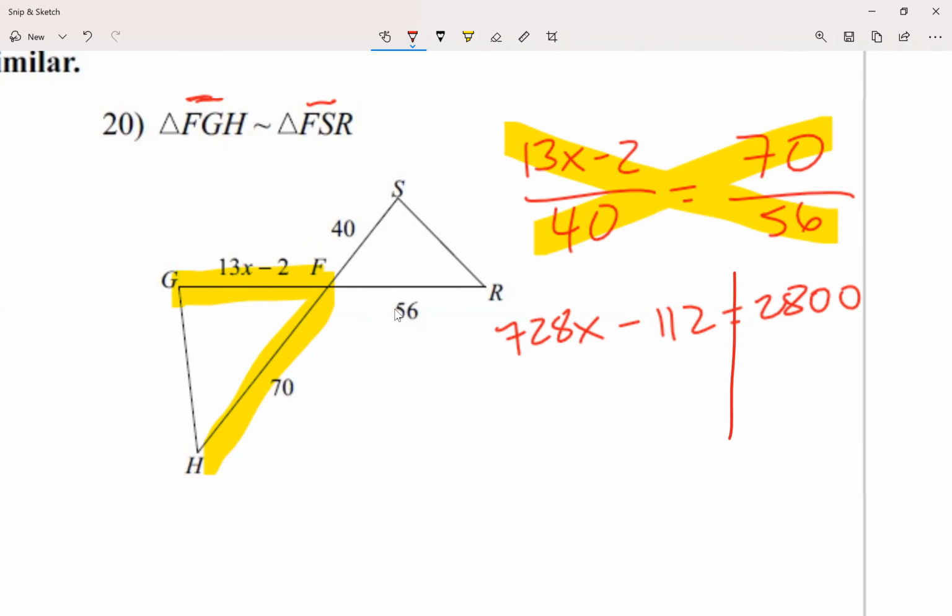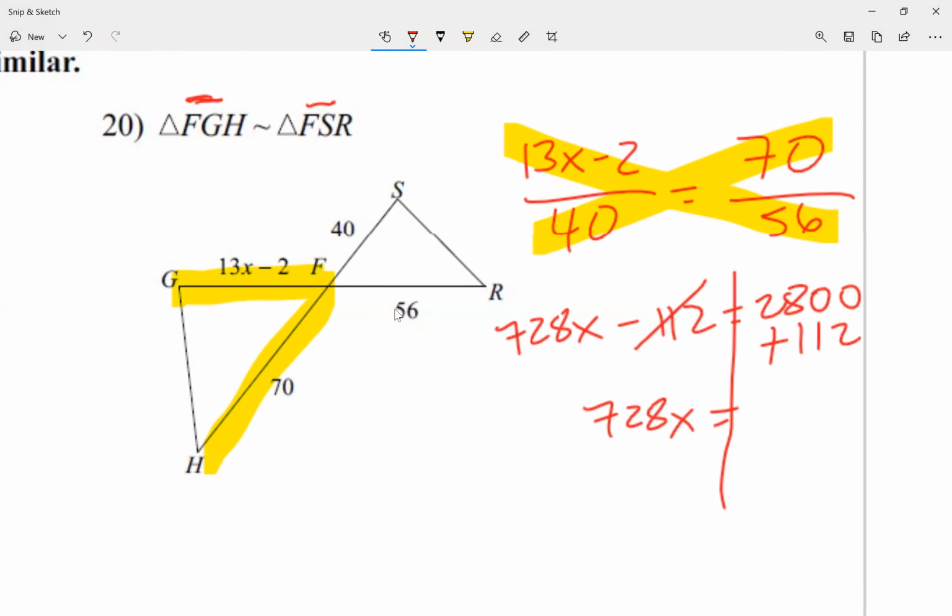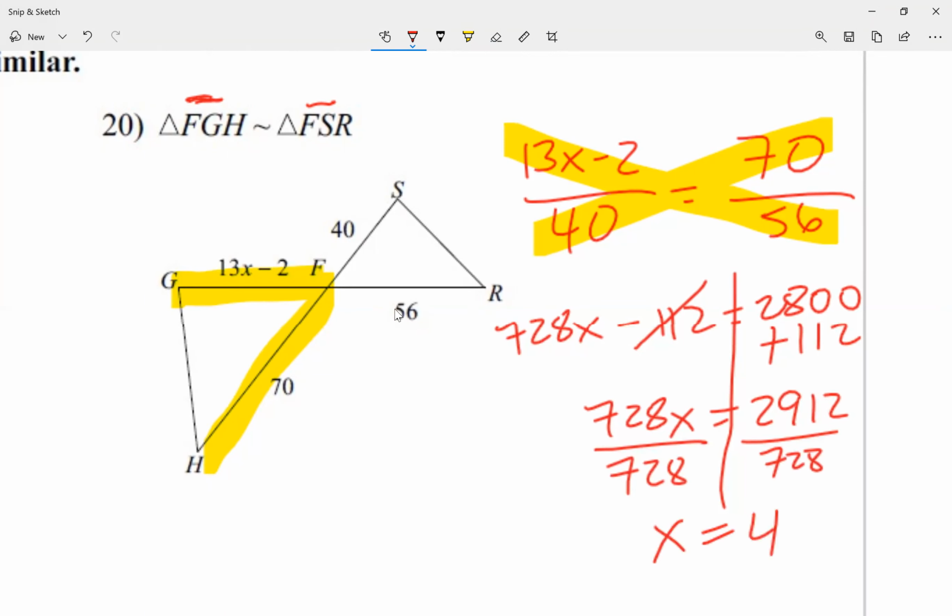All right, so let me separate my sides through the equal sign. The negative 112, I'm going to move it to the other side as a positive 112. So that's going to give me 728x is equal to 2,912. Now let me divide both sides by 728. And I'm going to get that x is equal to 4.